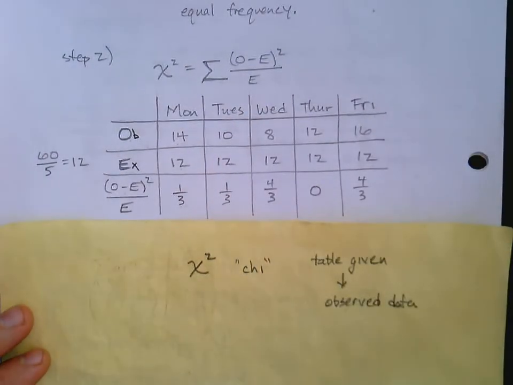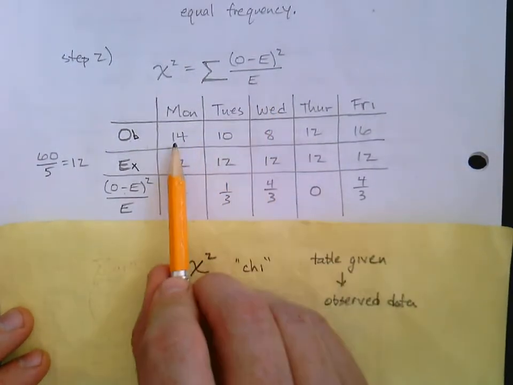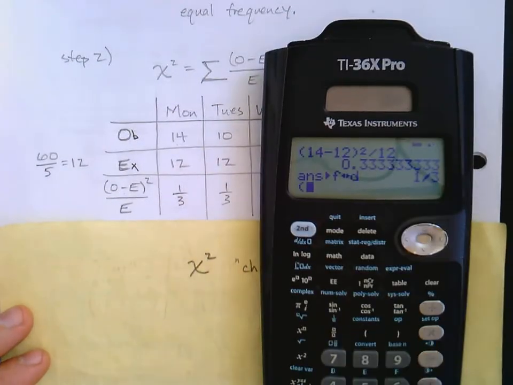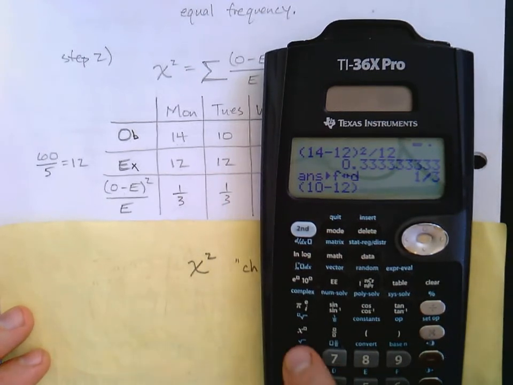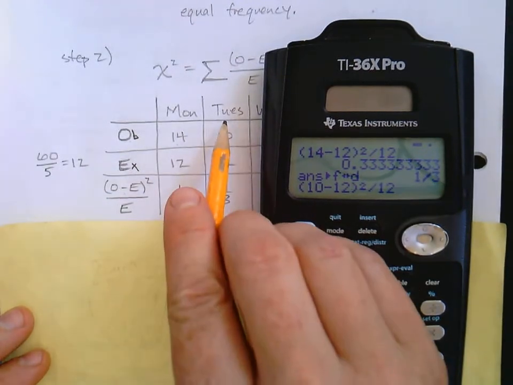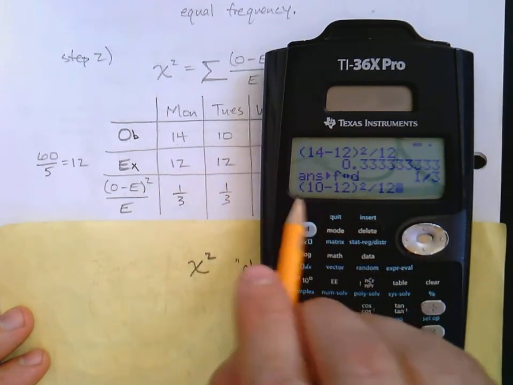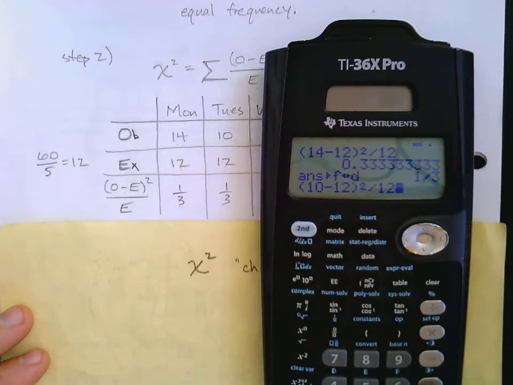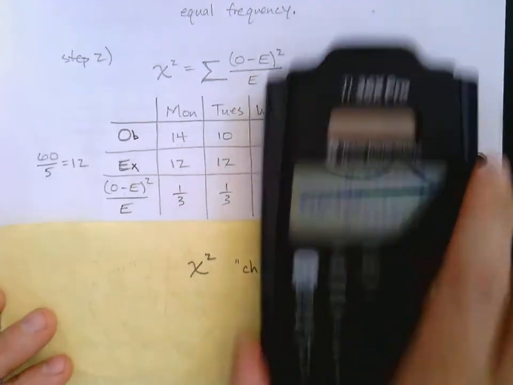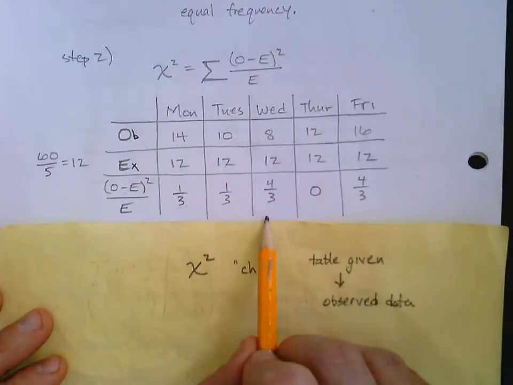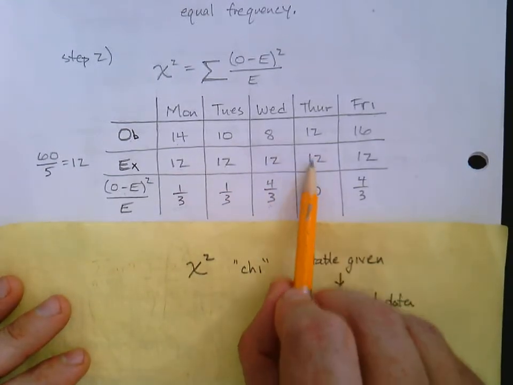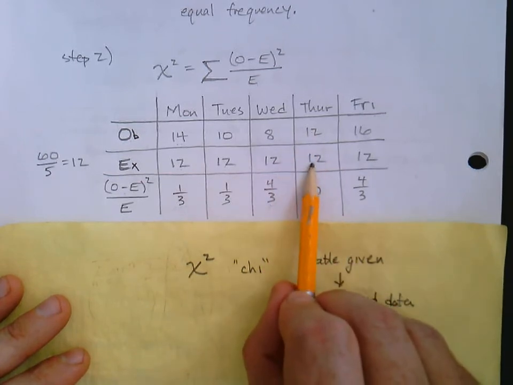Okay, so we're going to do that same procedure. We're going to use that formula for each of our columns. When I come to the next column, 10 and 12, then I'll say 10 minus 12 with parentheses squared divided by 12. Always observed minus expected, with the parentheses squared divided by that expected, which again is 12. And it happens to be in this case, I got 1/3 again. If you do it for 8 and 12, you wind up with 4/3, or again, you could use the decimal place. When they are both 12, notice that. On Thursday, both are 12.